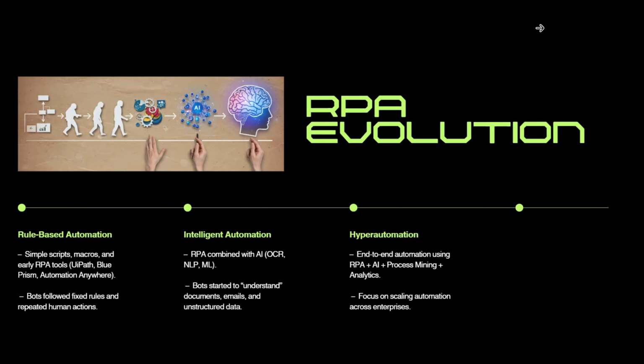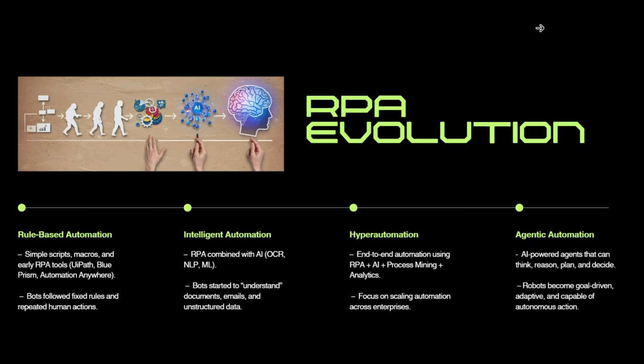But even then, bots were still reactive. They only worked when triggered. Now we are entering the agentic AI era, where automations are not just doers, they are thinkers. They can understand goals, plan the steps, make decisions, and even adapt to new conditions. Robots become goal-driven, adaptive, and capable of autonomous action.